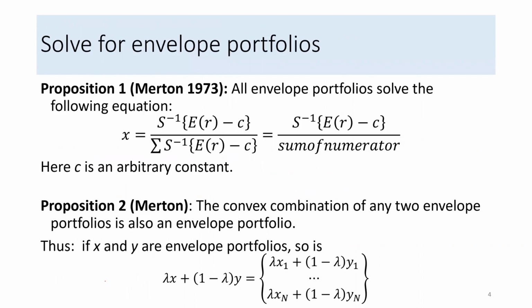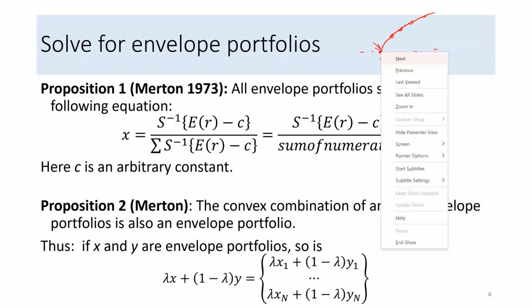Now I want to explain the proposition or the solution of envelope portfolios. We call these envelope portfolios because efficient portfolios are the portfolios above the minimum variance portfolio. If a portfolio is above the minimum variance portfolio, it is efficient. If it's lower, it is an envelope portfolio but not efficient. So this solution will give you a portfolio that lies on this curve, but will not guarantee that it will be above the minimum variance portfolio.